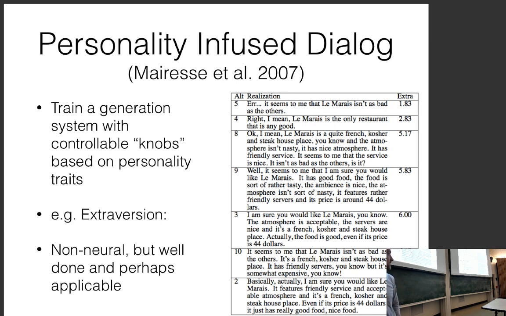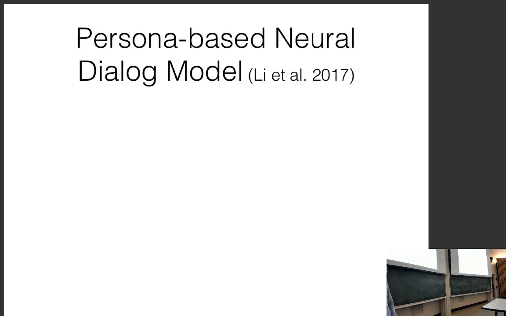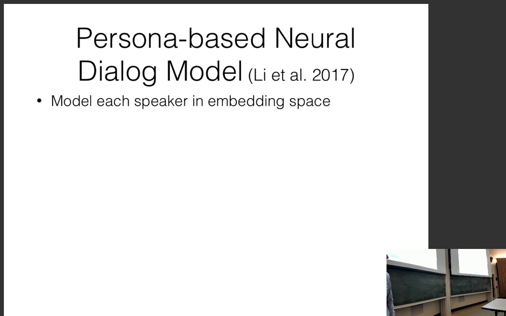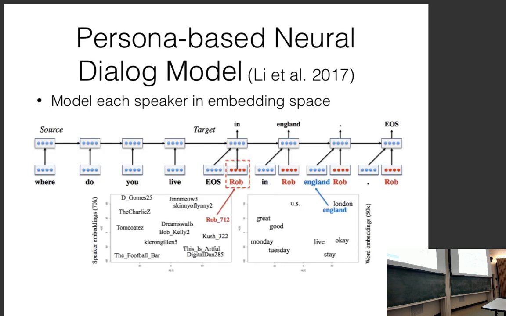But one of the reasons why you might not want to do this is there's lots of rule-based engineering and things that go into the realization model here. So a simple way to do something that is somewhat similar is a persona-based neural dialogue model. And the idea is very simple. For each speaker, you just learn a trained embedding. And you model the speaker in embedding space and concatenate the speaker embedding with the utterance every single time.